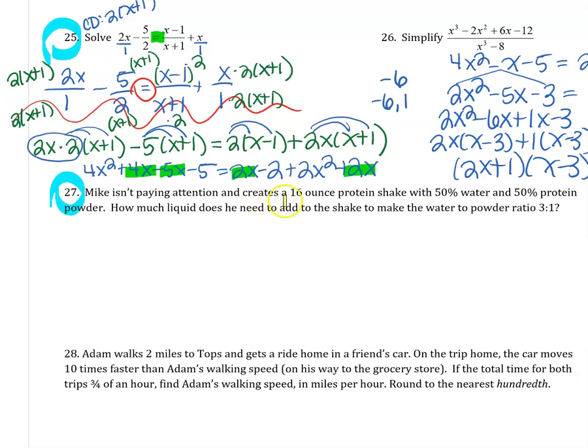Mike isn't paying attention and creates a 16-ounce protein shake with 50% water and 50% protein powder. How much liquid does he have to add to the shake to make the water to powder ratio 3:1?